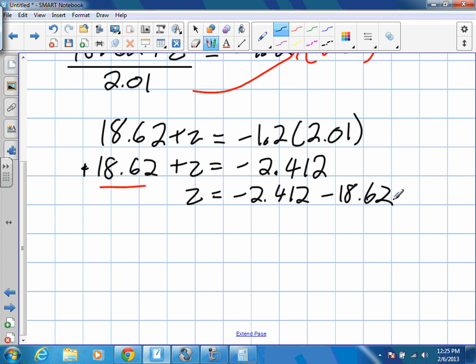Z will be equal to what value? 21 something? Negative 21.032.